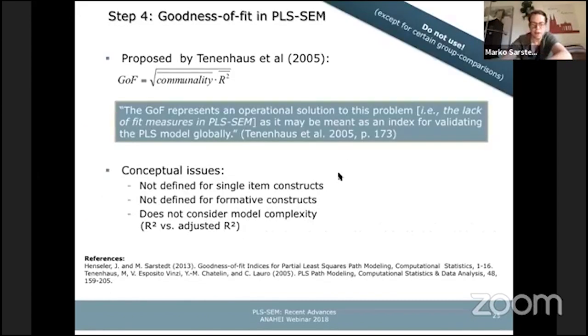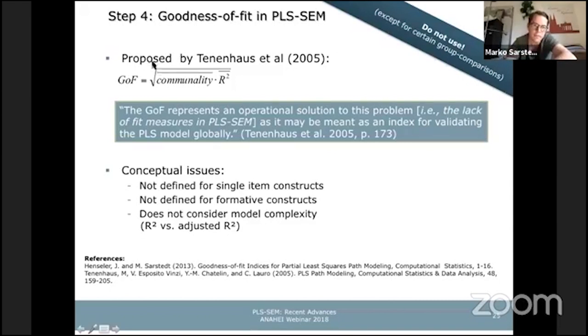And there's also something like goodness of fit, obviously, in PLS. It started actually earlier than 2005, where Tenenhaus and colleagues proposed the goodness of fit index. It's a nice index, but it's kind of mislabeled, because they said it's an operational solution to the problem of the fit measure in PLS. Actually it is not, because it follows the PLS tradition in terms of prediction, but it's not goodness of fit as we would ever define it in a covariance-based SEM sense.